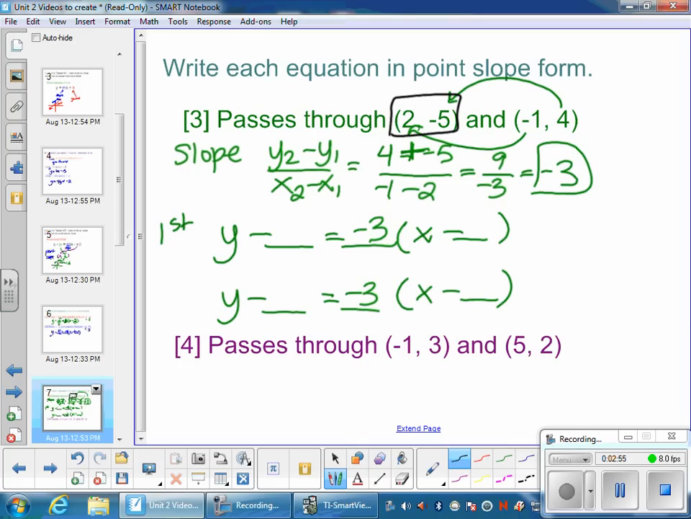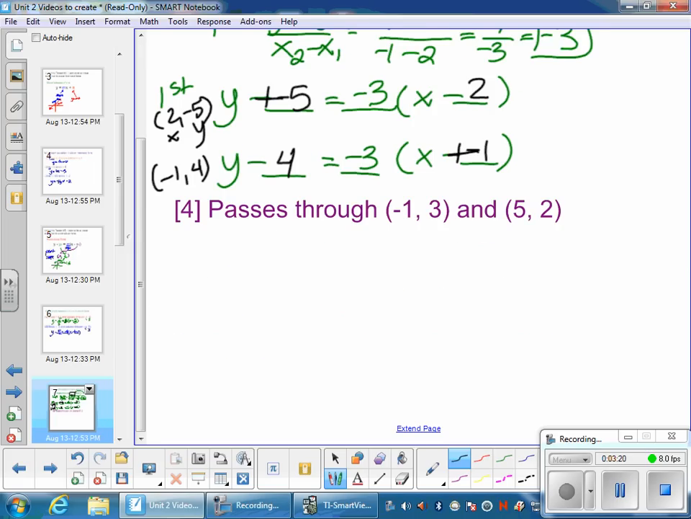So for this first equation, I'm going to use the point 2, -5. That's my x, that's my y. So it's y minus a -5, which remember turns into a positive. And then x minus 2. That's the first point. If I were going to use the point -1, 4, it'd be y minus 4. And then x minus a -1, which turns into a plus. Go and try the last one on your own. I want to see both equations just so you practice getting both of them. You would generally only have to write one, though.